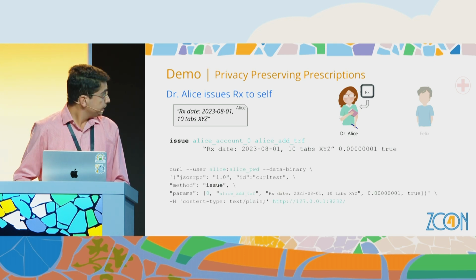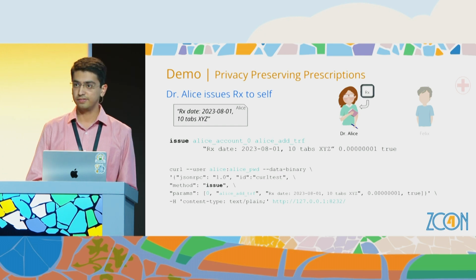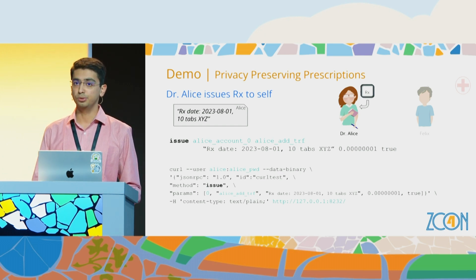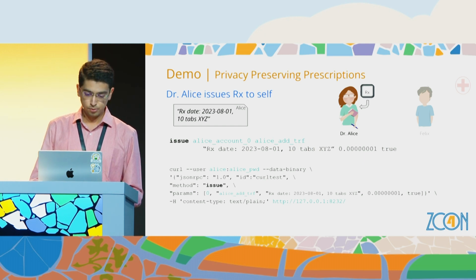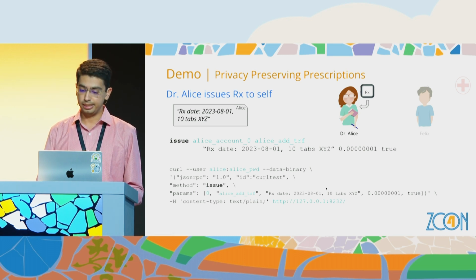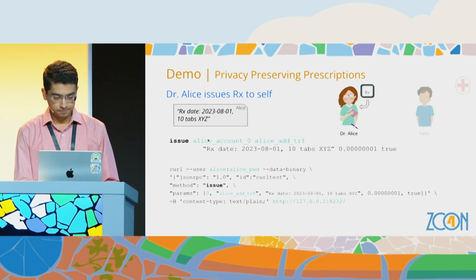We do this using JSON RPC commands, the structure of which is like this. It's similar to what you see on the zcash.github.io/RPC website, but the difference is that it's now the issue method, and the parameters change to include the information that I mentioned above.